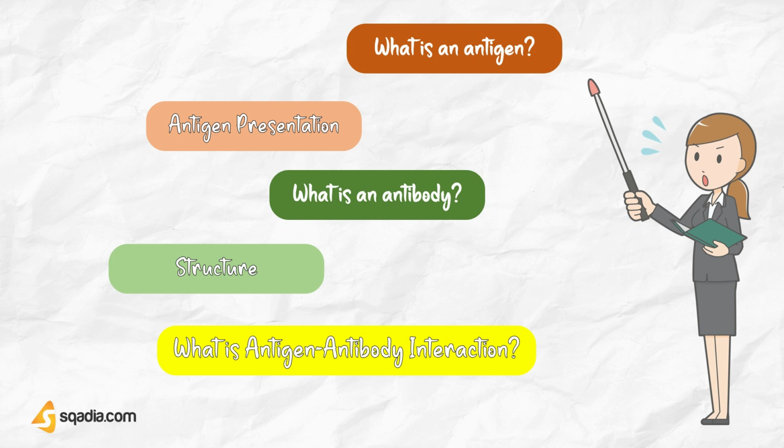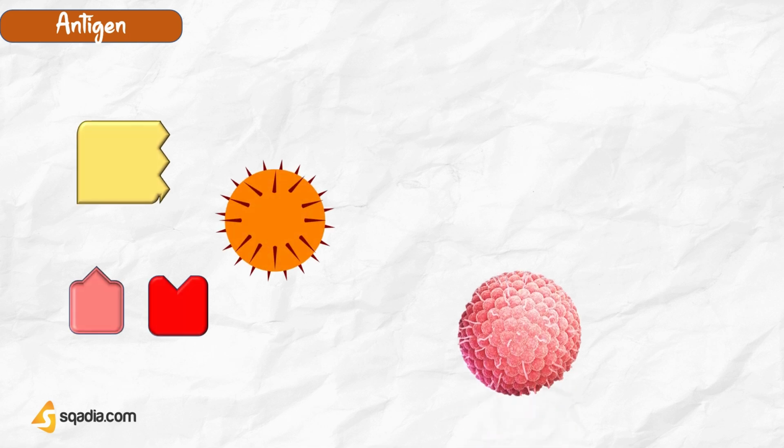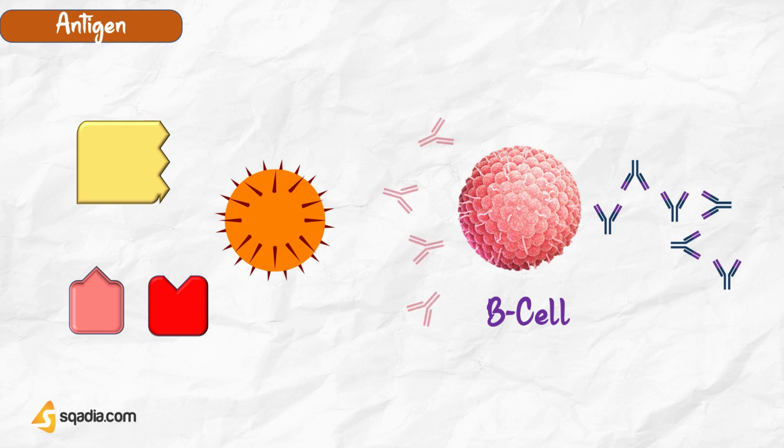Let's begin by talking about antigen. An antigen is any substance that causes your immune system to produce antibodies against it. It can be of different shapes and sizes. The presence of an antigen stimulates the B cells to produce more antibodies that can fight off the foreign invader.